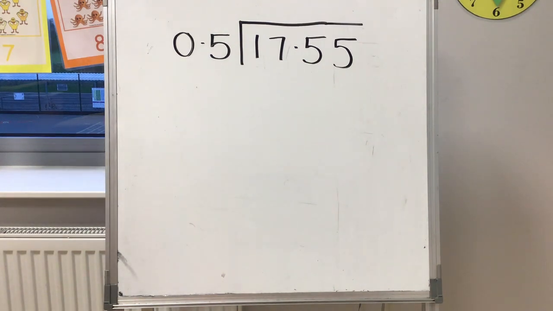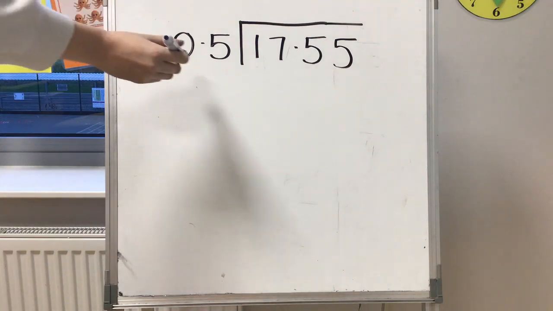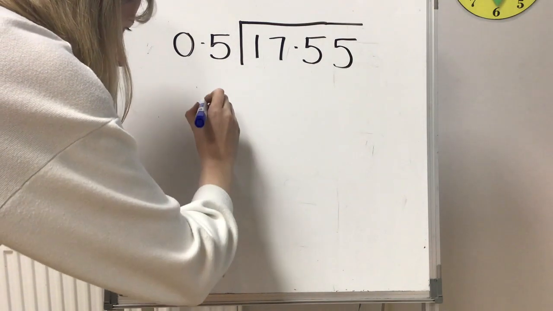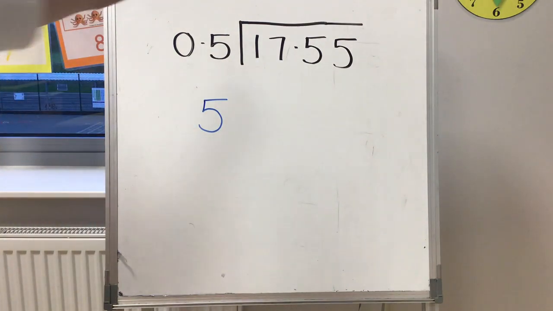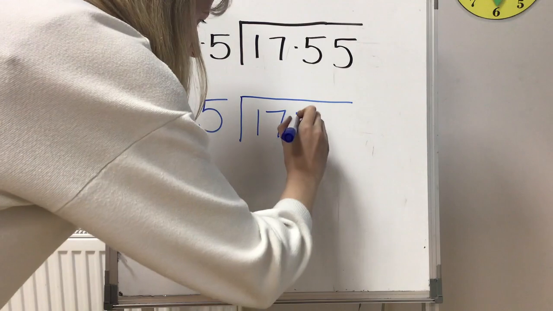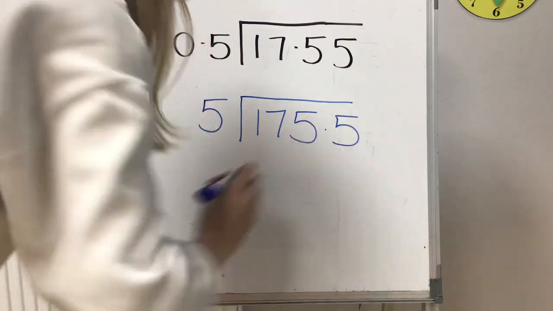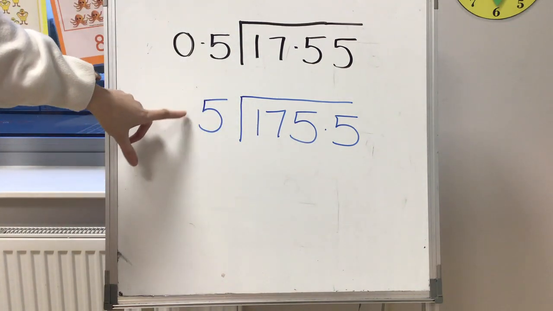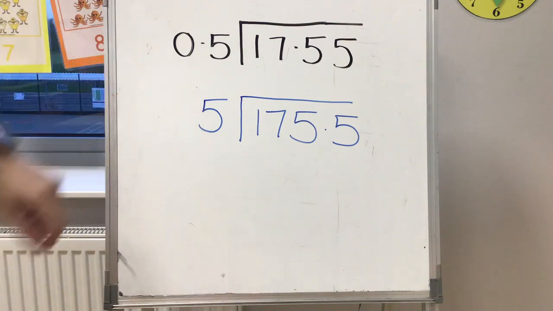This example is similar but different. Again, I have a decimal being divided by a decimal. So I need to multiply to get rid of the decimal point over here. If I multiply 0.5 by 10, I get 5. And if I multiply 17.55 by 10, I get 175.5. So the decimal hasn't disappeared here, but that's okay, as long as there's no more decimal point in the divisor, which is this number here.